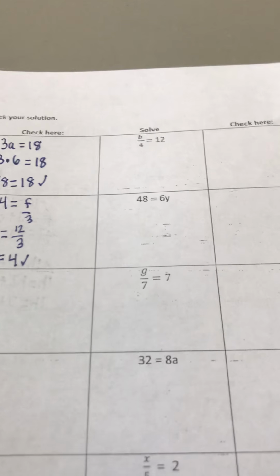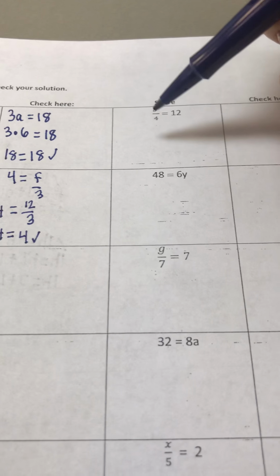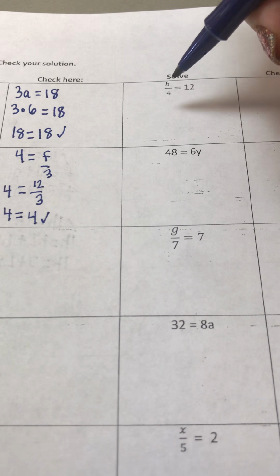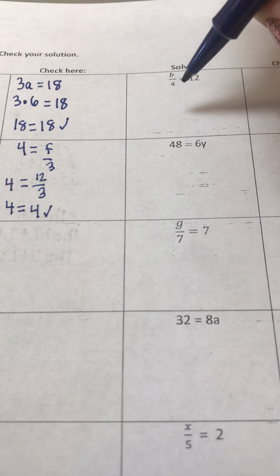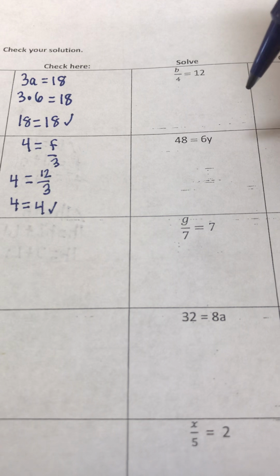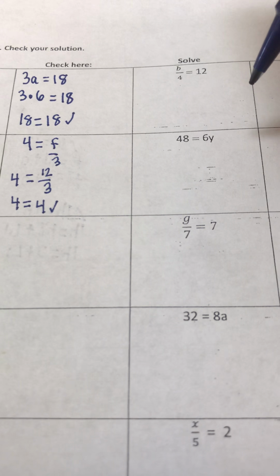Okay, I'm going to do one more. b divided by 4 equals 12. I have division, so in order to undo division, I have to do multiplication. Now would be a good time to stop the video and try this on your own.